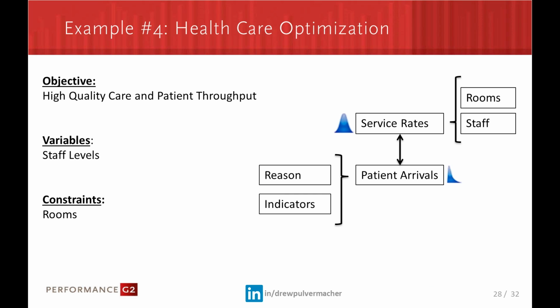Objective, yeah, we want high quality care, but we want to increase patient throughput. Okay, how do you balance those two objectives? Variables, I'm keeping it simple here: staff levels. Constraints: rooms. I can't increase rooms on the fly, but what I can do is I can take these patient arrivals, it's a shape, our service rates, it's also a shape, and I can map out every different step within a hospital in a simulation model.